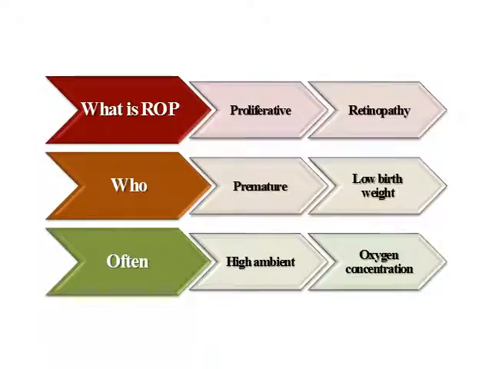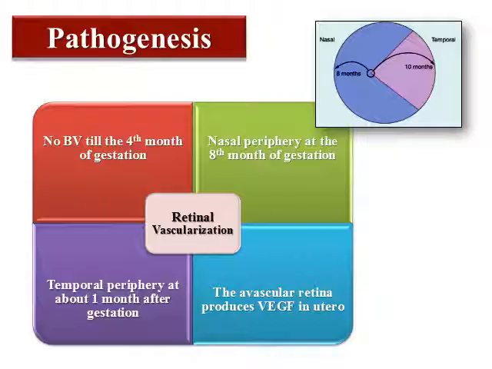What is retinopathy of prematurity? It is a form of proliferative retinopathy that affects premature low birth weight babies, often but not necessarily exposed to high ambient oxygen concentration. To understand its pathogenesis, it is important to know the normal retinal vascularization.